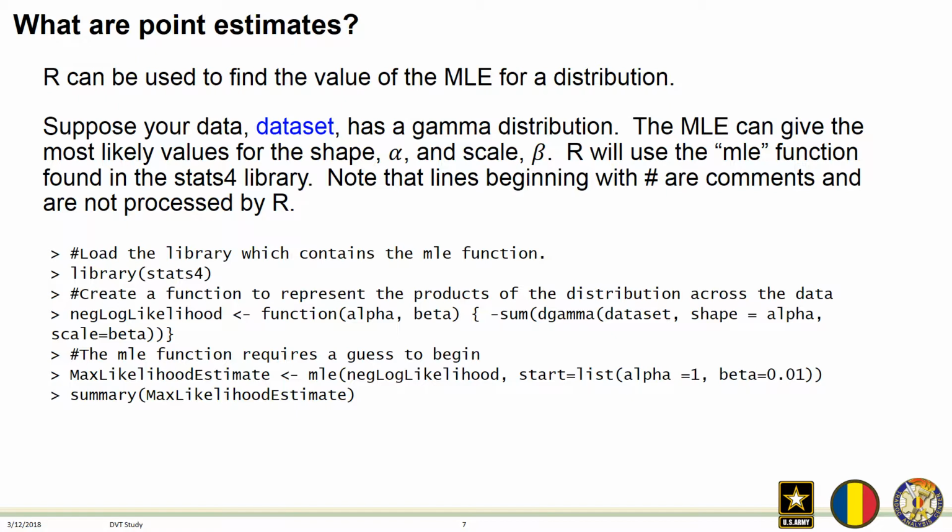Let's say you have a set of data which happens to be a gamma distribution, so we want to create a summation of those gamma distributions at each of the data points. So we're going to use a function that is made up of the negative summation of a gamma distribution. The negative sign is in there so that when we take the minimum, which is what the mle function defaults to, we get the maximum. And then we use the mle function on that negative log likelihood function, and the summary of that should give us our maximum likelihood estimate.